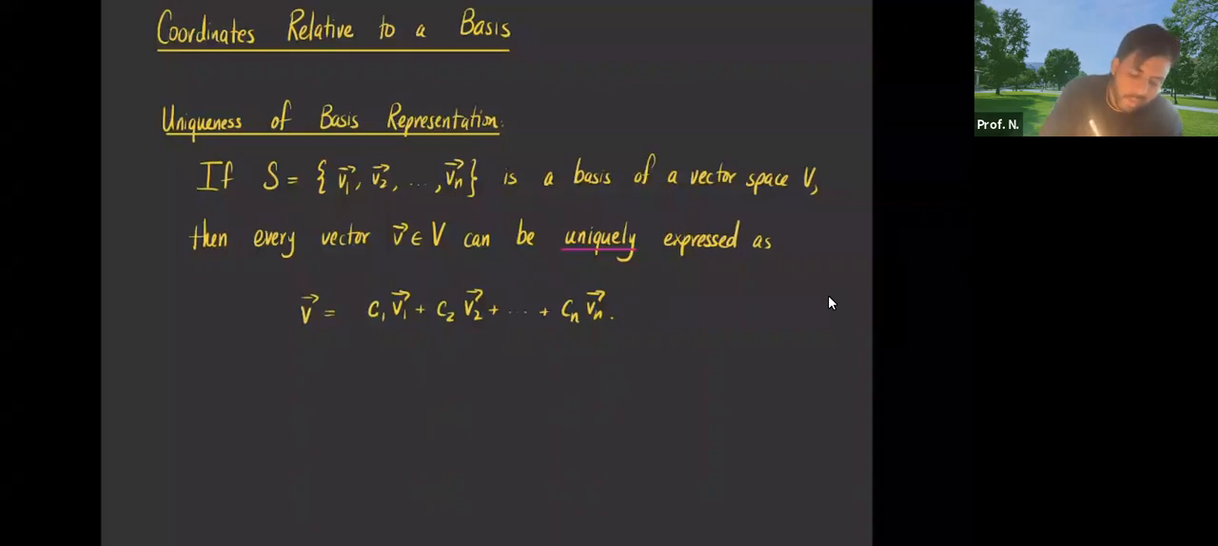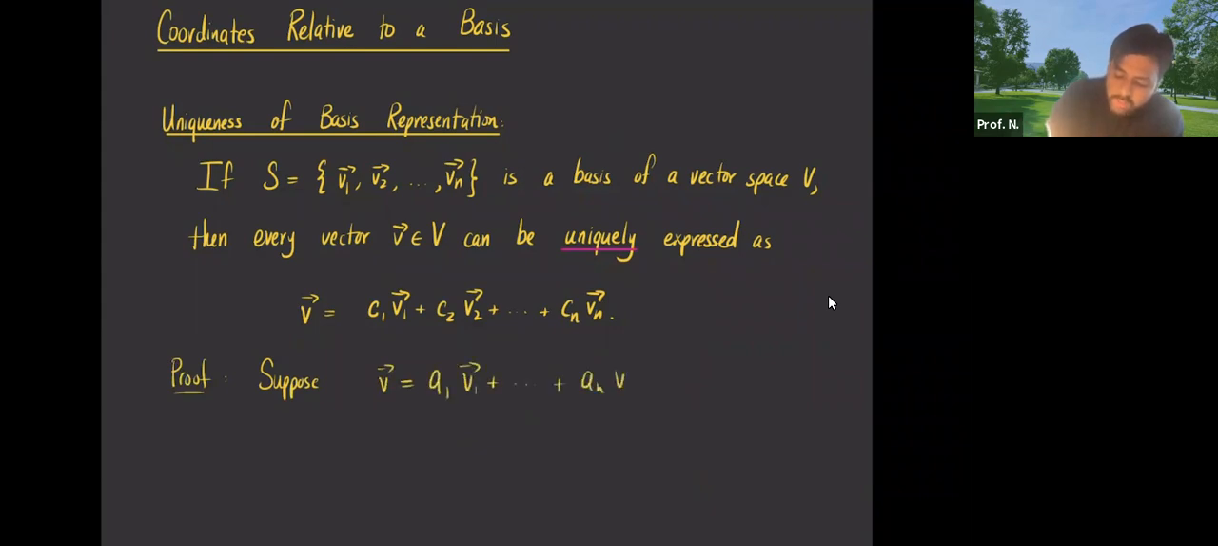Now the question is, how do we prove that? Proof. The way we sometimes prove uniqueness is to suppose that there were two different ones. So suppose V could be expressed as A1 V1 all the way to An Vn, and V had another representation, B1 V1 all the way to Bn Vn.